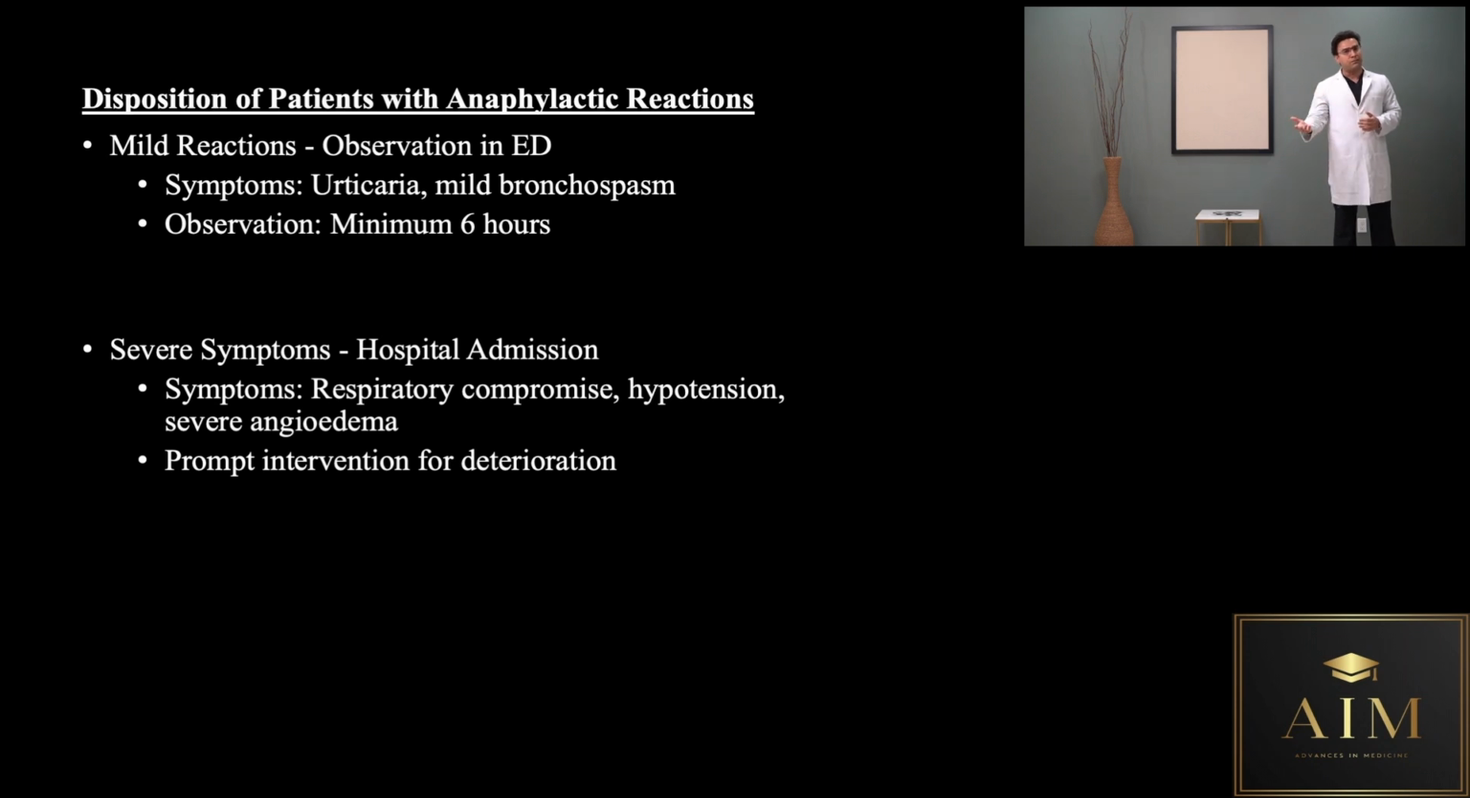after this observation period. On the other hand, if a patient experiences more significant symptoms such as respiratory compromise, hypotension, or severe angioedema, the usual course of action is hospital admission. This allows for continuous monitoring of vital signs, administration of medications, and prompt intervention if there is any deterioration. It's a safety net to ensure that the patient receives the necessary care and attention.